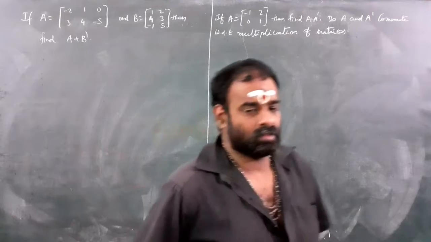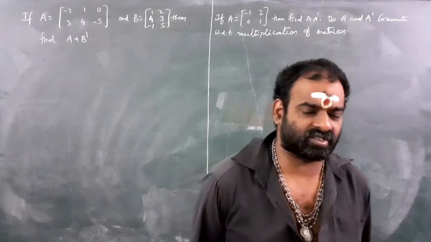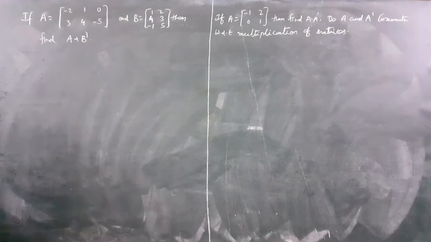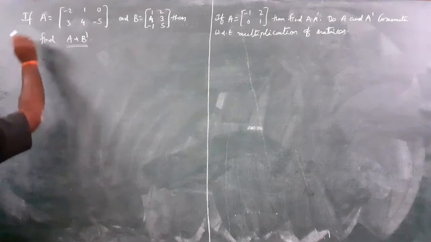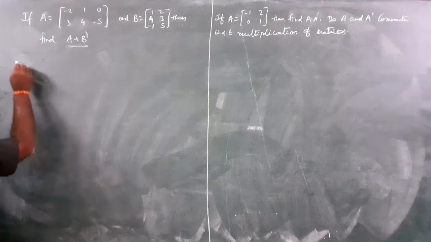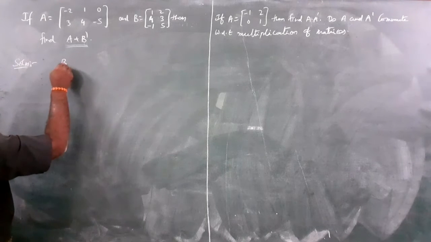Good morning. In today's class, we discuss some more important problems based on the concept of transpose of a matrix. What is the first problem? A is equal to [-2, 1, 0; 3, 4, -5], B is equal to [1, 2; 4, 3; -1, 5]. Find (A plus B) dash. So already we know A, but now we are going to find B dash. Solution: first we have to find B dash.